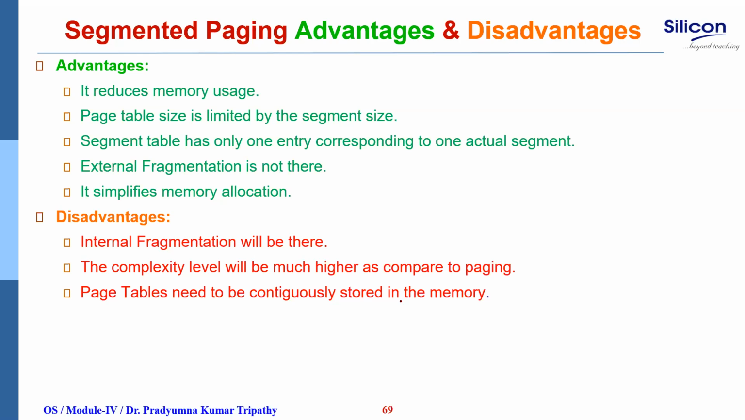And what are the disadvantages? Internal fragmentation may occur because we are using paging over here. The complexity level will be much higher as compared to paging. Why does the complexity increase? Because we have many computations. We go to the segment table, we search in the PMT, we add the displacement, so complexity increases. And these page tables need to be continuously stored in memory. Suppose I have 5 segments and 5 page tables are there, the 5 tables have to be stored in the memory.